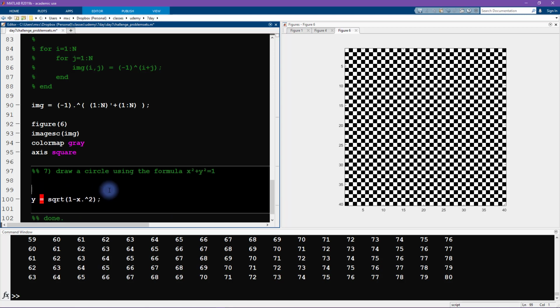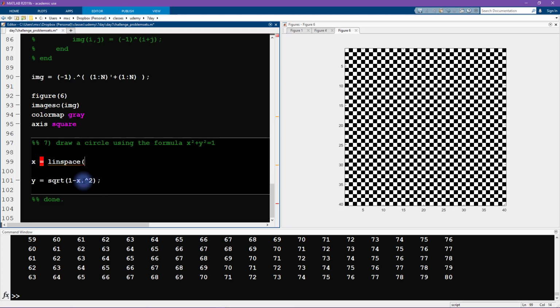And now, oops, I have to define my x term. So x is linearly spaced numbers. Now we can look at this formula to see what the bounds on x need to be. If x is larger than 1, then the term inside the square root is going to be negative, which means the square root is not a real number. It's going to be a complex solution. So x squared cannot be larger than 1. So I'm going to set x to go from -1 to +1, and let's try 100 steps.